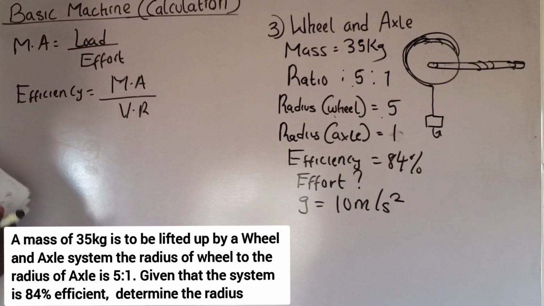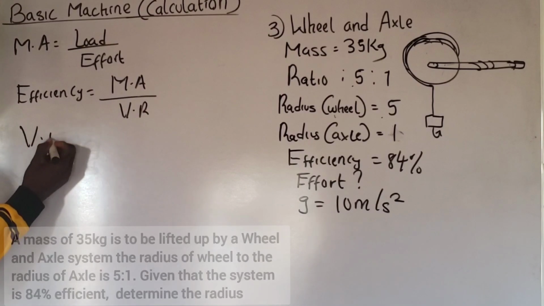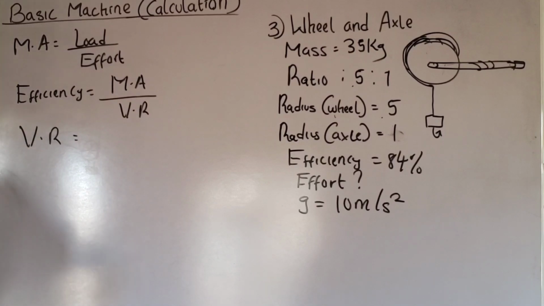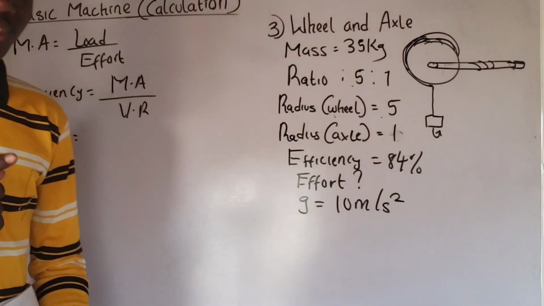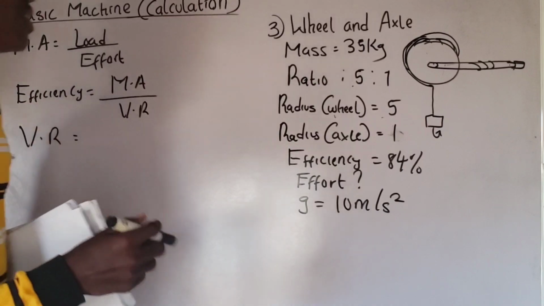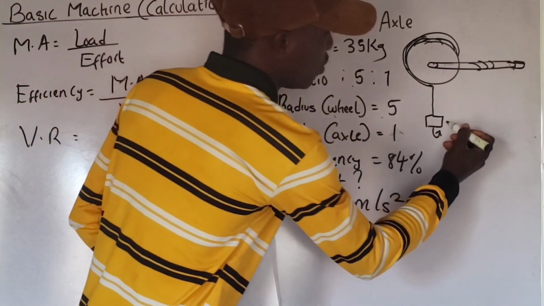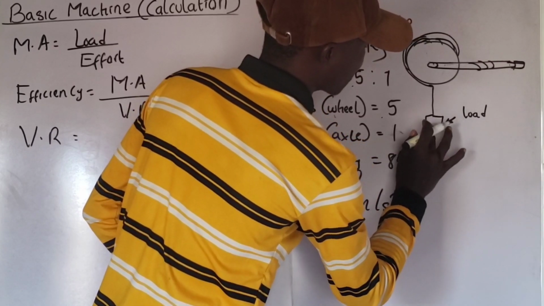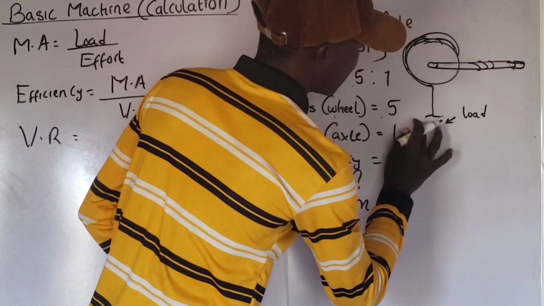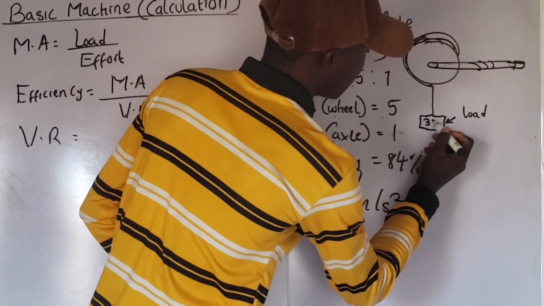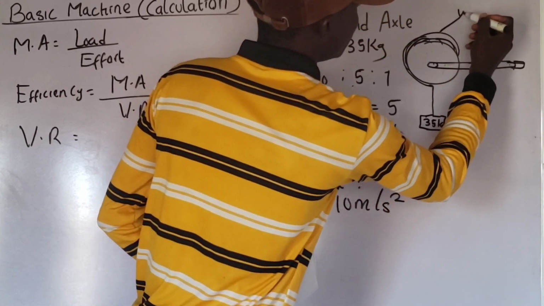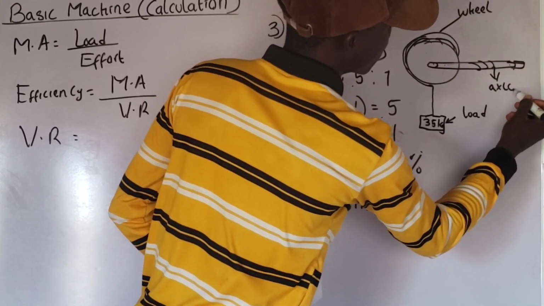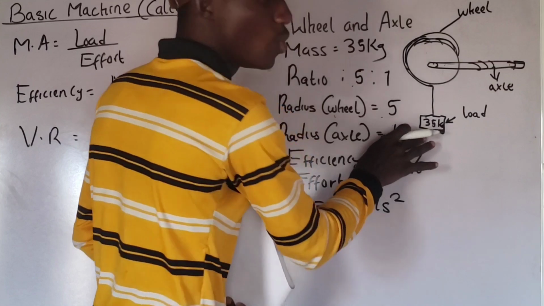You understand? So velocity ratio for wheel and axle system now, there are two important things that I want you to note. You know that wheel and axle system, this is the load, okay? The load is 35 kilogram. This is the wheel and this is the axle. This is the load. You understand?